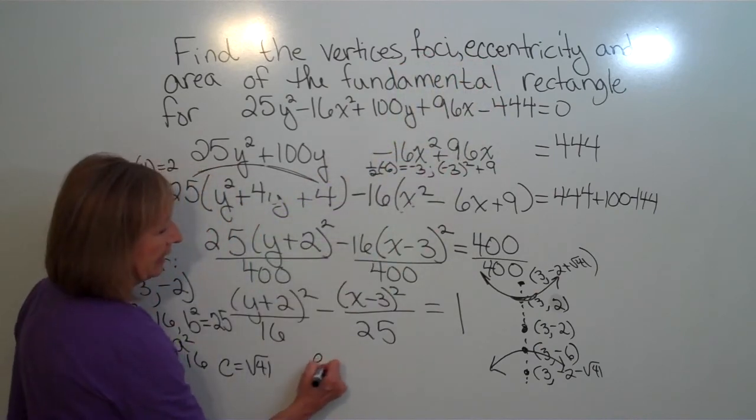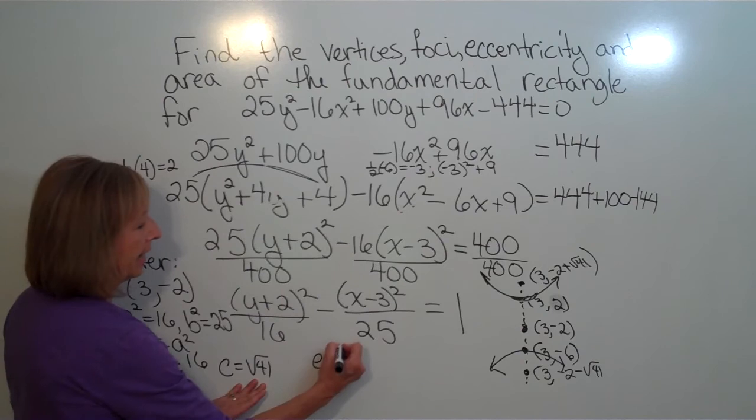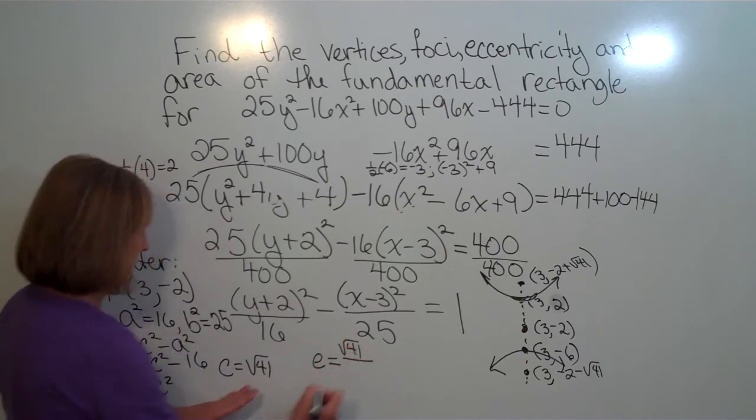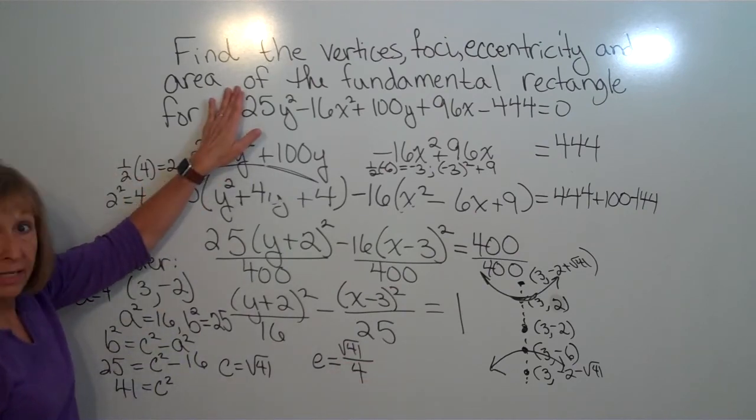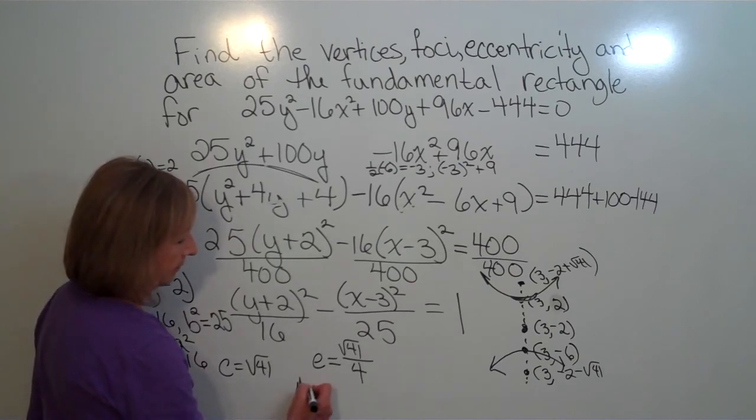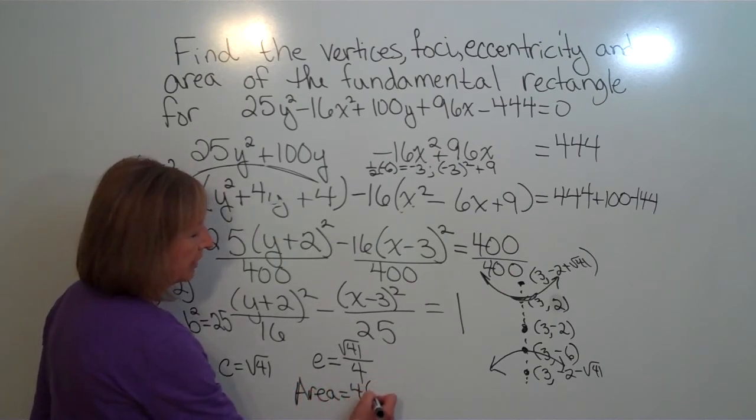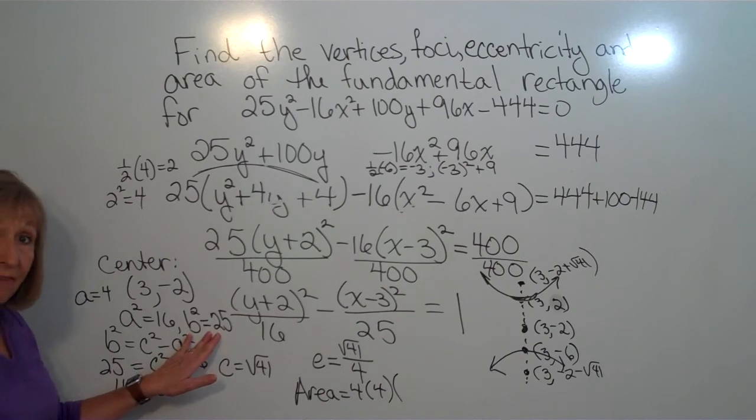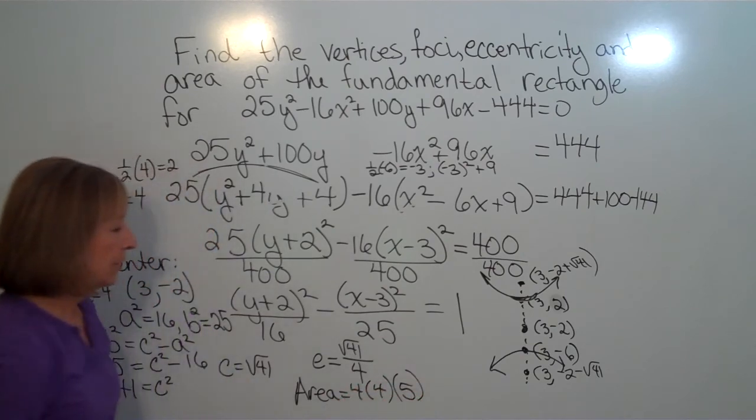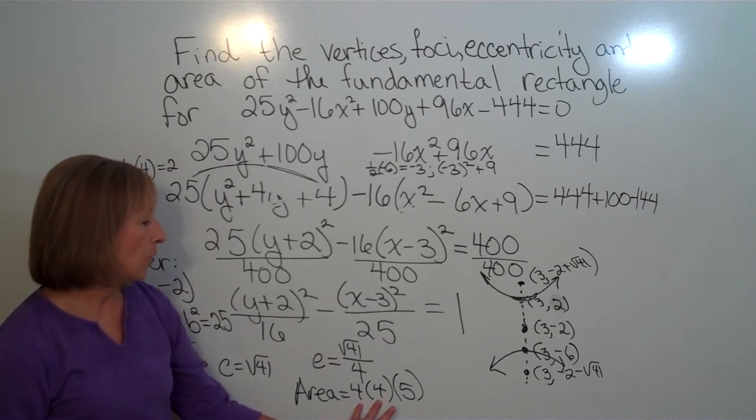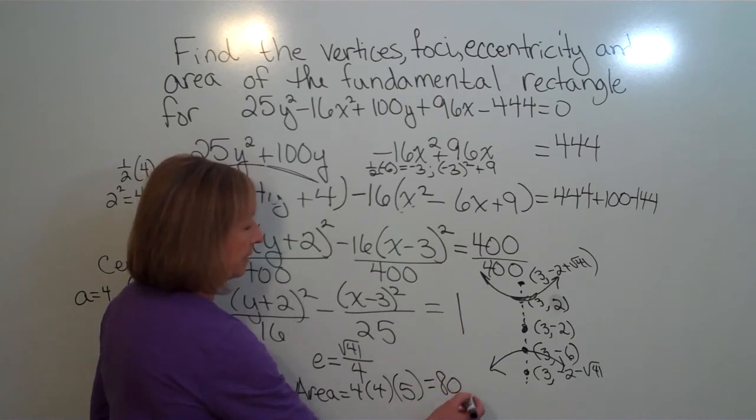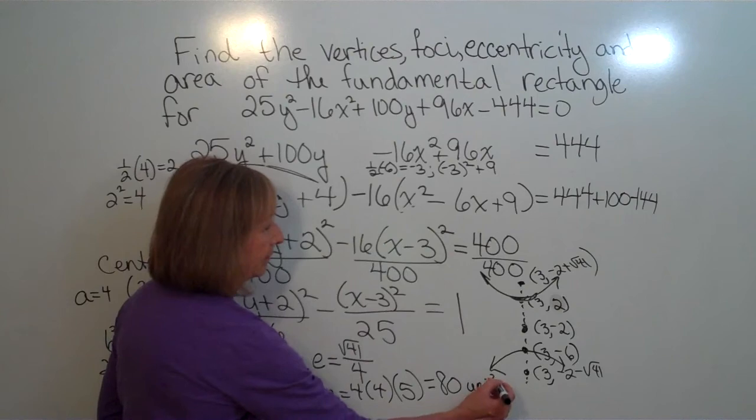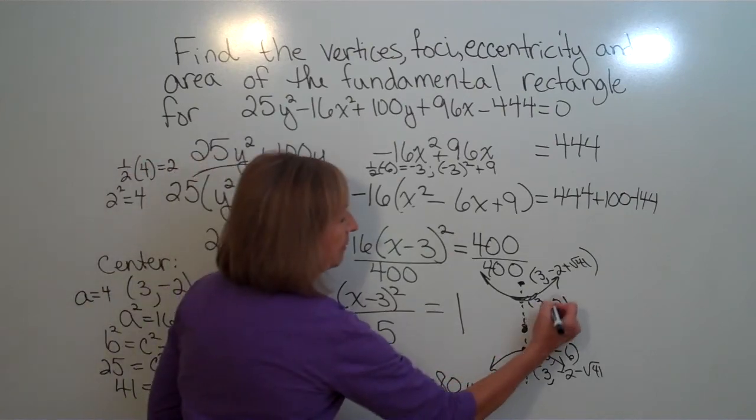Our eccentricity E is equal to c over a, the square root of 41 over 4. And then the area of the fundamental rectangle is 4 times a, which is 4, times b, which is 5. So when I take 4 times 4 times 5, I get an area of a fundamental rectangle of 80 square units. So this gives me all of our information.